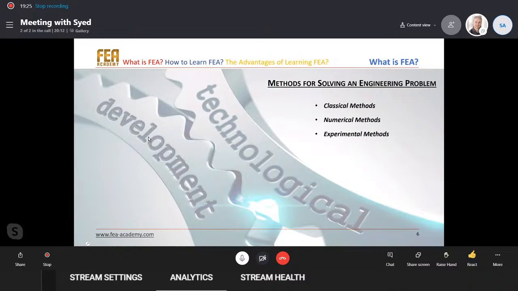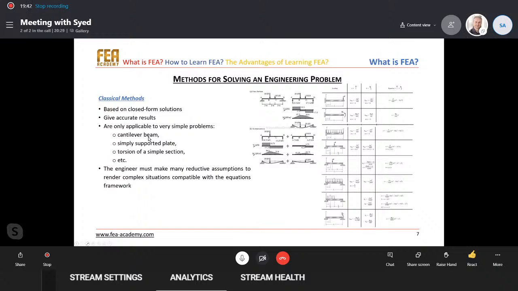So there are three methods available for engineers to solve problems. First, we have the classical methods. Then we have the numerical methods, and finally the experimental methods. So first, the classical methods are based on what we call the closed form solutions, and in some cases these methods give accurate results. And in structural engineering, stress analysis are based on equations of the classical methods, such as the strength of material and the theory of elasticity. I'm sure you know that.